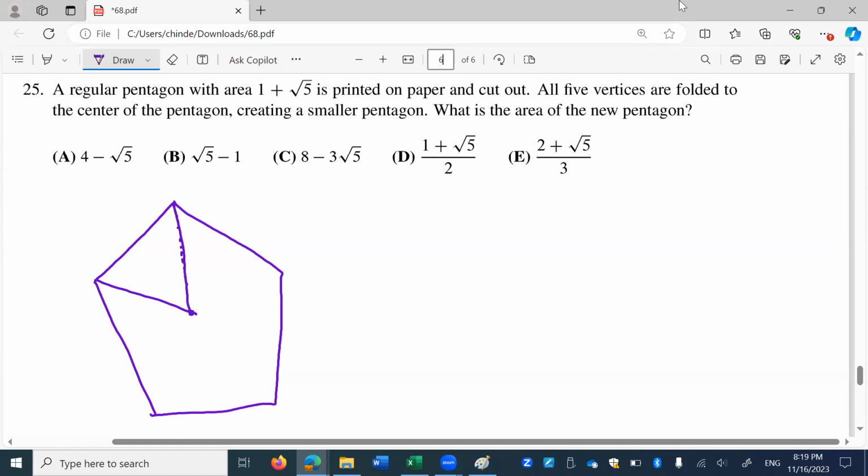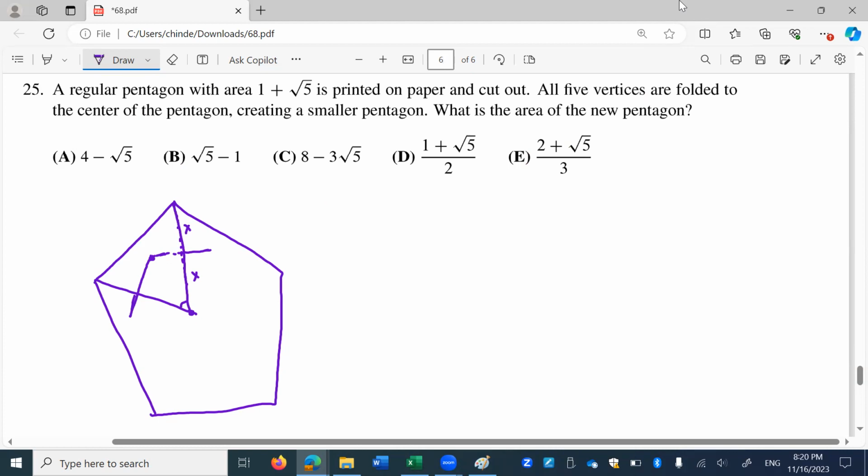Then when I fold, the crease mark is going to be the perpendicular bisector, right? And the intersection of those perpendicular bisectors is going to be the vertex of the smaller pentagon after I've done folding. Okay, so let me set up some variables here. Let's let x be half the length of this original side, and so 360 divided by 5 is 72 degrees. So that's the angle here.